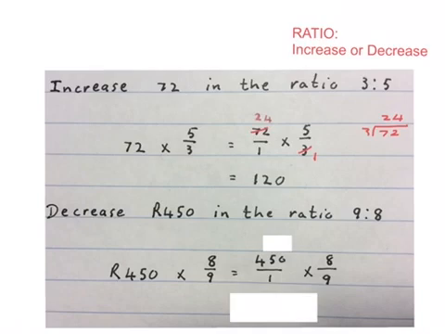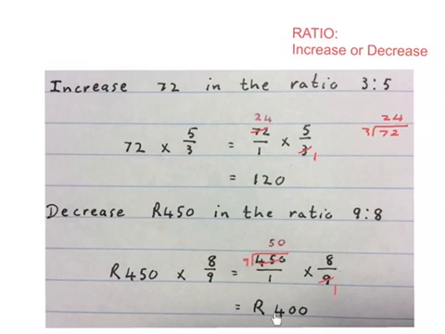Then if you're not allowed to use a calculator, you can write it as a common fraction multiplication. Then you cancel. 9 goes in here once, and you divide 9 into 450, and you get 50. Then 50 times 8 is 400, and you just bring back your Rand. So 450 decreased in the ratio of 9 to 8 will give you 400 Rand.